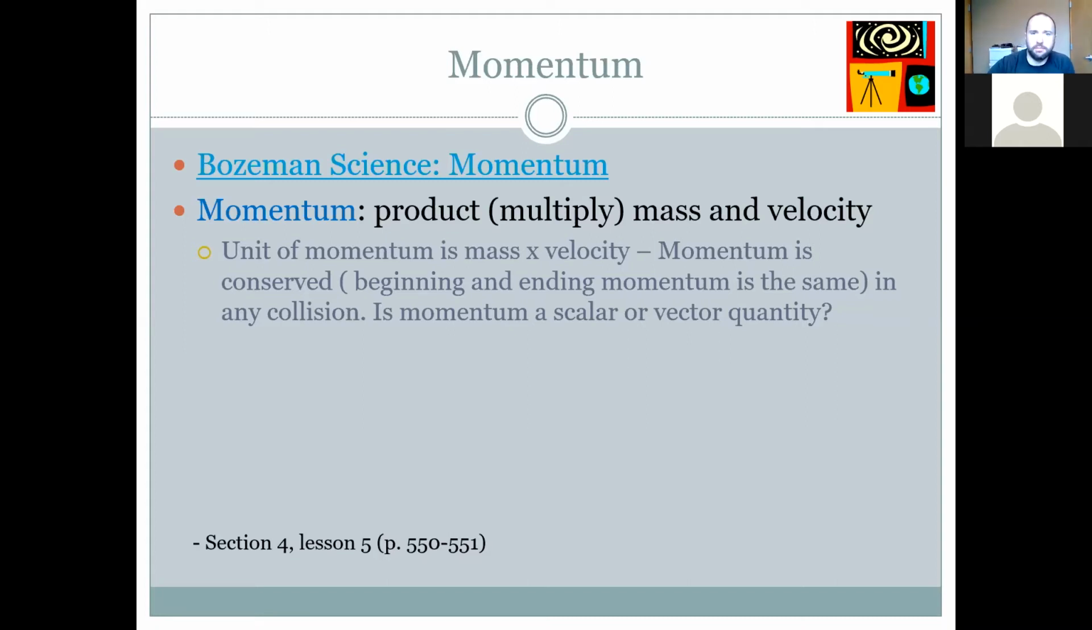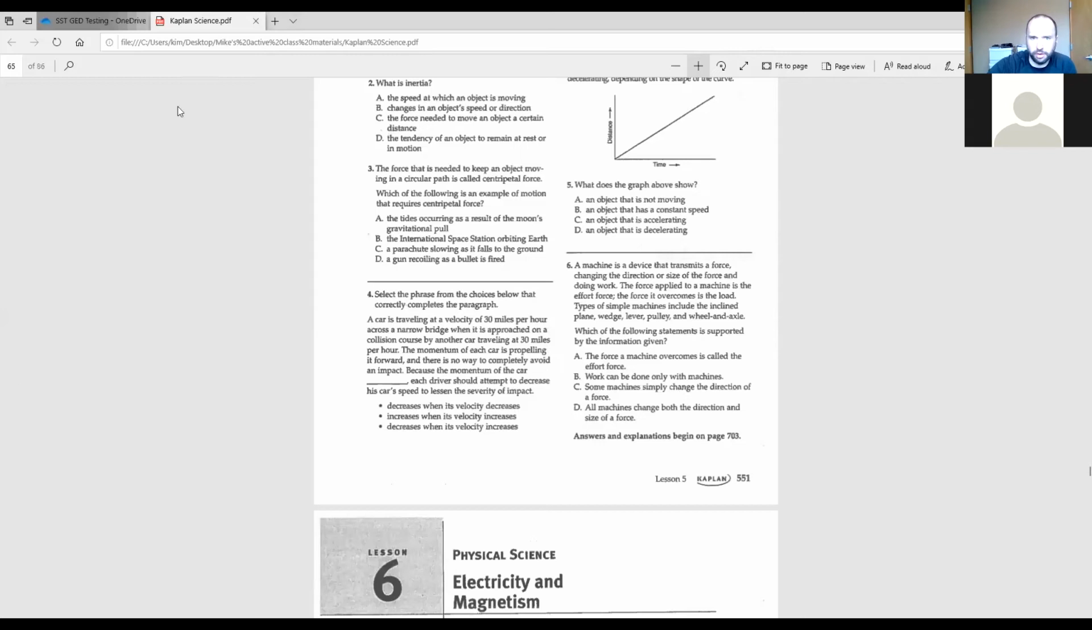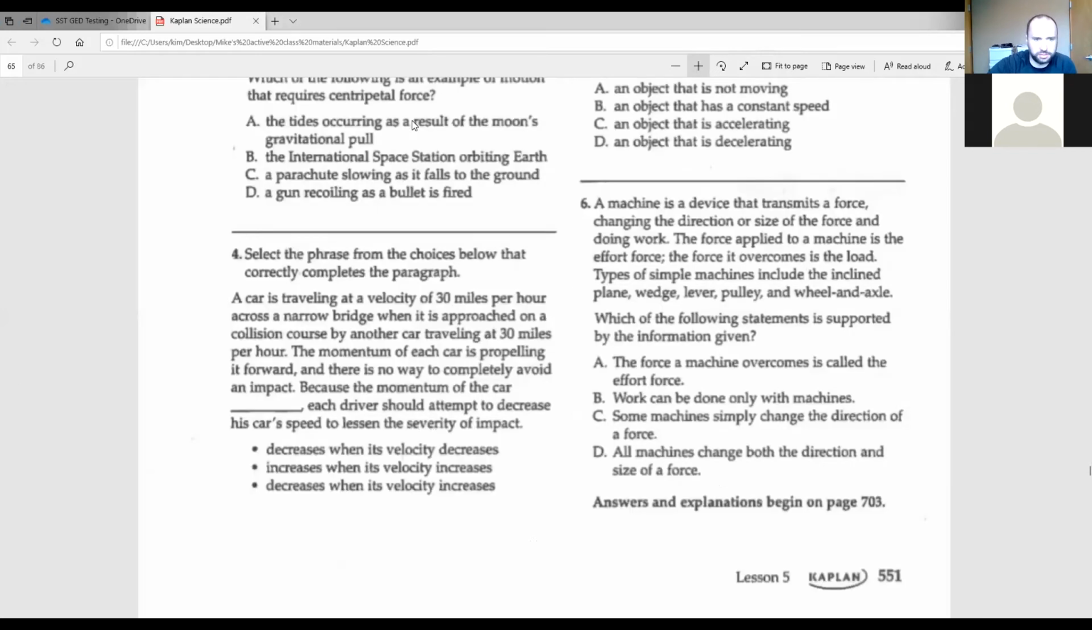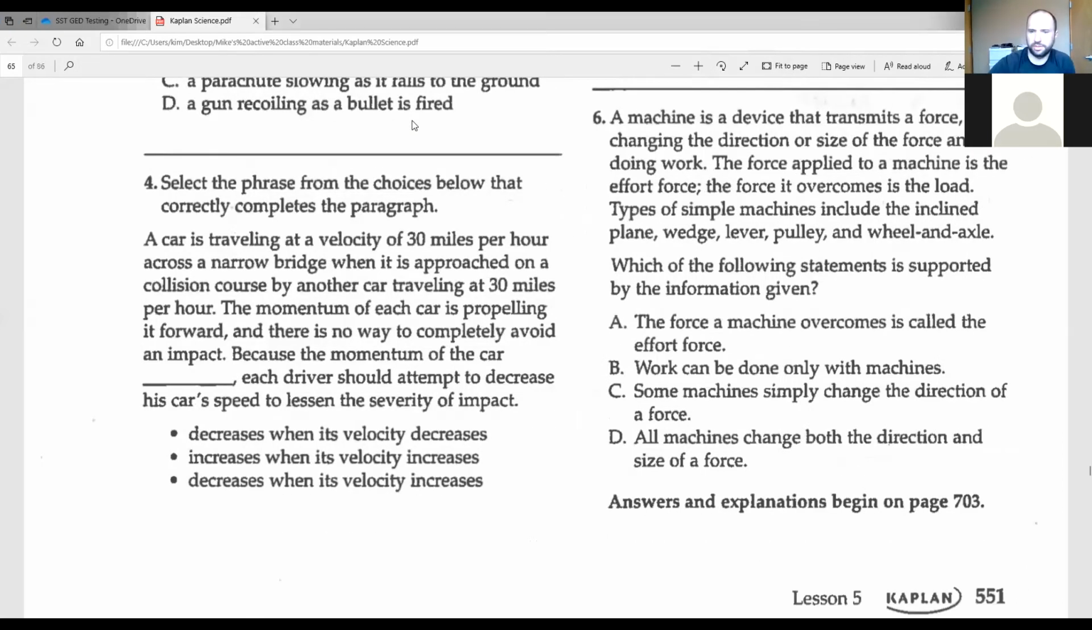So before I get into a totally new topic, let me pull up one or two practice questions that talk about momentum and motion and force, and then I'll go into a brand new topic. I think we're going to skip around most of these, but I want to do number 4. It talks about momentum specifically. So let's do number 4, and then we might do number 5, and then we're going to move on.